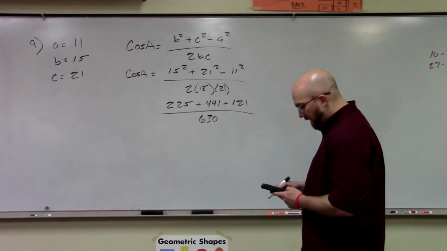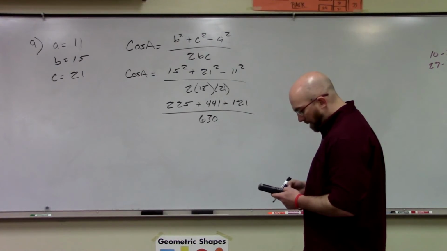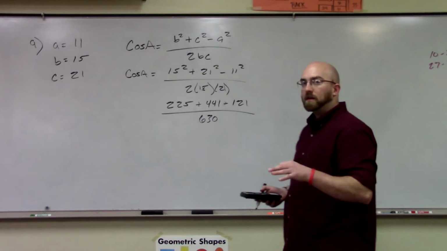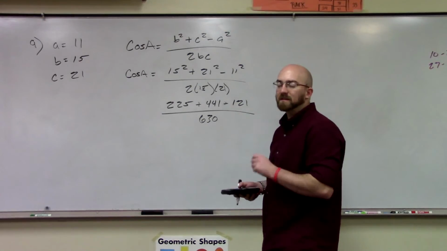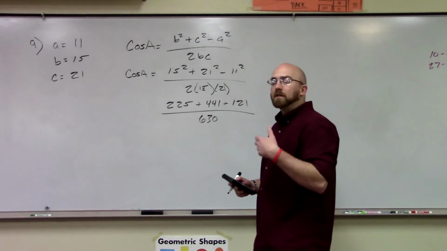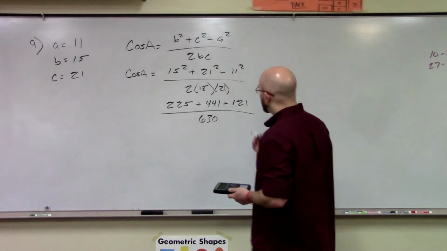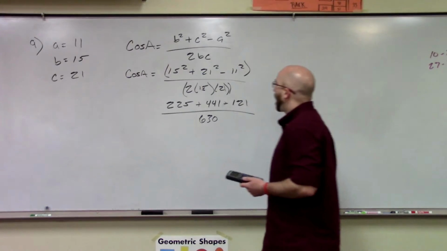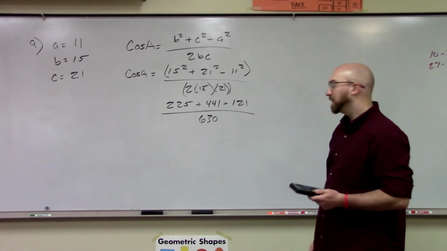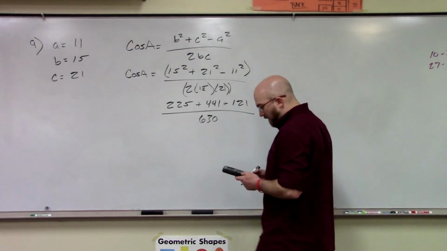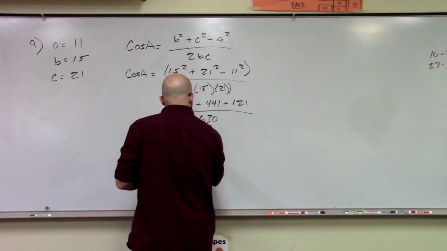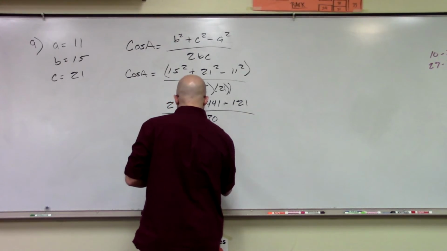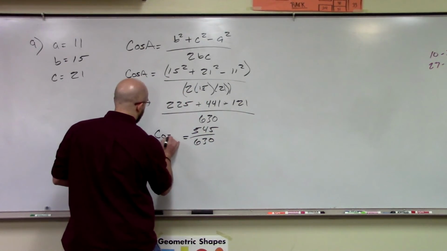For some of my students, I highly suggest doing it in steps, because if you were to plug it all into your calculator and you mess up on any kind of parentheses, it messes up your whole answer. Unless you're really good at recognizing parentheses, you need to make sure you have your parentheses right. Again, a lot of students forget them and a lot of them mess it up. So, that's what we get there. We ended up with 545 over 630. That equals cosine A.